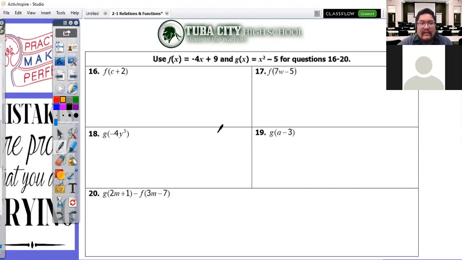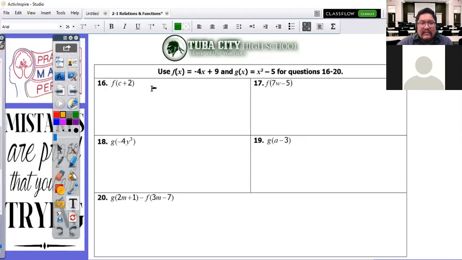Okay, so let's go ahead and now these ones here, we're not just plugging in one number, which so far that's what we've been doing. With these ones, it looks like we're gonna have to plug in multiple things. So let's use our f of x, which is negative 4x plus 9. But in this case, x is actually gonna be two things, c and 2, or c plus 2.